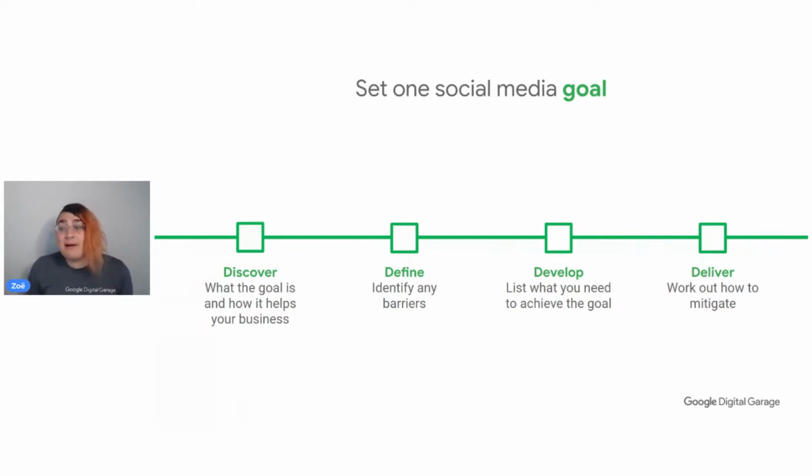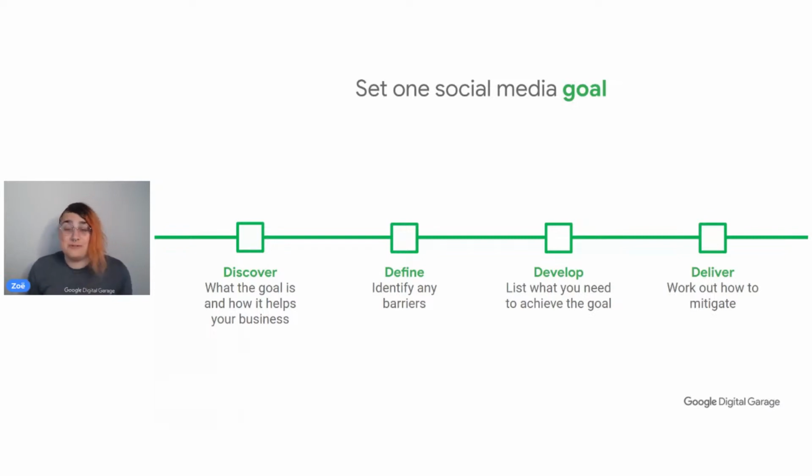Define. We need to identify some barriers. Maybe it's not clear what we do from our business name. Maybe we just don't have a very big social media presence, so we're finding it really hard to grow organically. We need to learn what those barriers are. We need to work out what it is that's stopping us from achieving that goal. Then we can list what we need to do to achieve the goal. So we want to build awareness. So what we need to do, we need to grow our social media following. We need to grow our SEO as well. We need to be more discoverable on search engines.